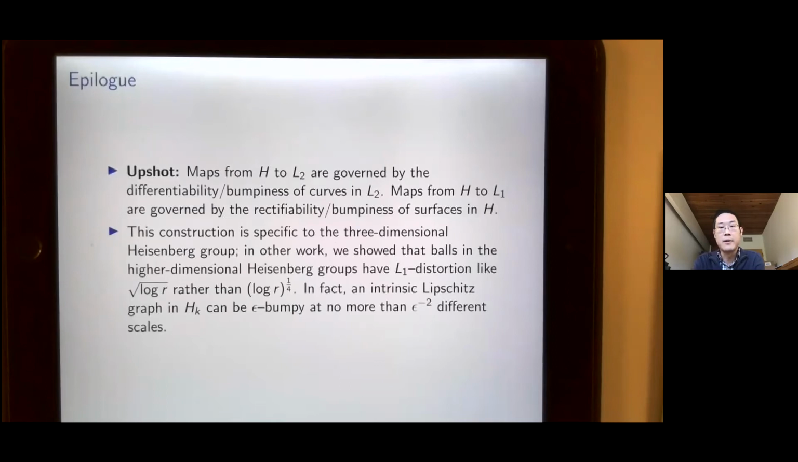This construction we just did, where we align the bumps along the horizontal lines, you can't do that in the five-dimensional Heisenberg group. In fact, any surface in the five-dimensional Heisenberg group can be epsilon bumpy at no more than epsilon to the -2 different scales, whereas in the three-dimensional Heisenberg group, you can be bumpy at epsilon to the -4 different scales. And that's the reason why the distortion of the three-dimensional Heisenberg group is fourth root of log, and the five-dimensional Heisenberg group has square root log distortion.